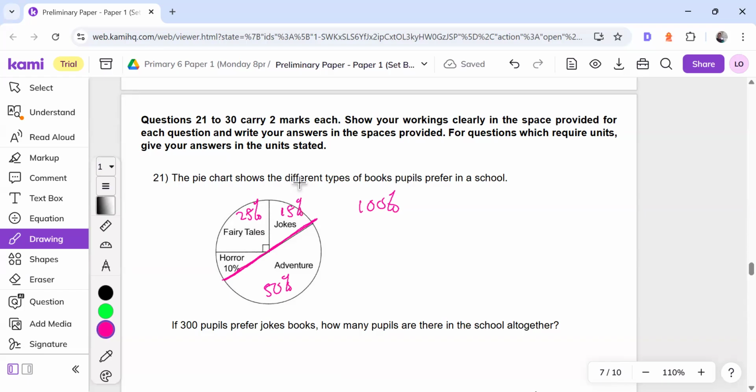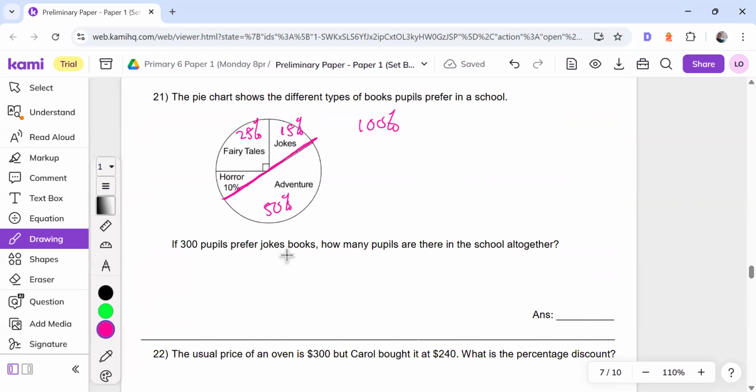So your picture cannot be very clean. You must put numbers on the picture. Any picture you see on any question, you have to put something on the picture, numbers. So then if 300 pupils prefer joke books, then 15 units, 15% is also 15 units, that will be 300. So how many pupils are there altogether? Then you find 1% first, then later you can find how many altogether.